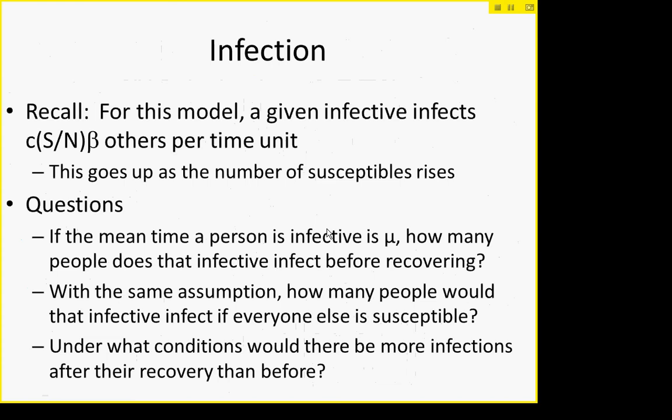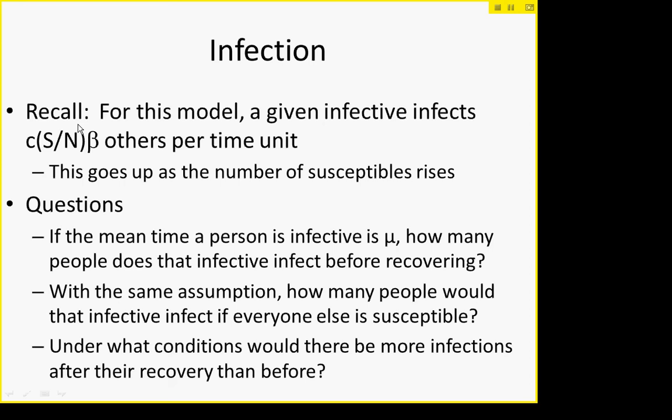So let me ask this. Within this model, a given infective infects people C times S divided by N times beta others per unit time. Okay, we derived that earlier by doing a rearrangement. So there you have a contact with C people per unit time. S over N of those people are subject to infection. And for each of those C times S over N people per unit time that they're going to meet that are susceptible, beta is the chance of transmission.